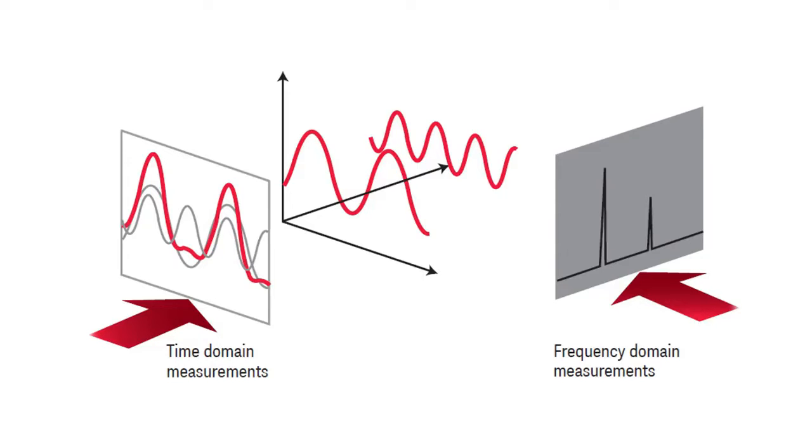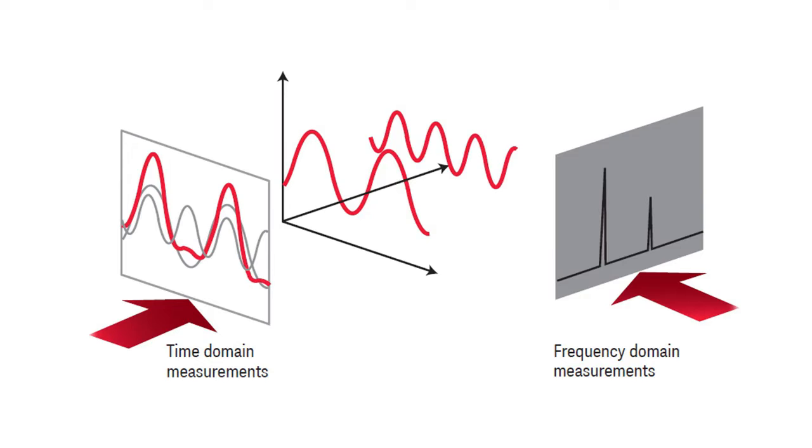As you can see in this three-dimensional graph on your screen now, there are different ways of looking at a signal. The graph on the right shows a frequency domain representation of a signal that consists of two sine waves at different frequencies and different amplitudes. Amplitude is on the vertical axis, frequency is on the horizontal axis.